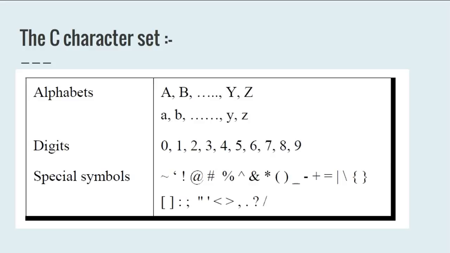The C character set includes the uppercase A to Z alphabets, lowercase a to z alphabets, digits 0, 1, 2, 3, 4, 5, 6, 7, 8, 9, and these special symbols which you can see on your keyboard. So this is the C character set. Very easy, not too tough to understand.